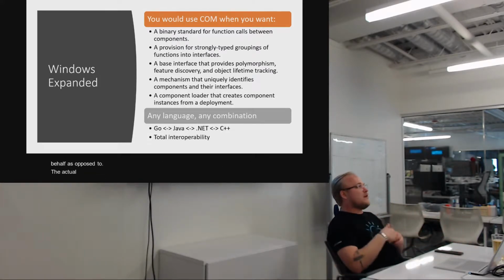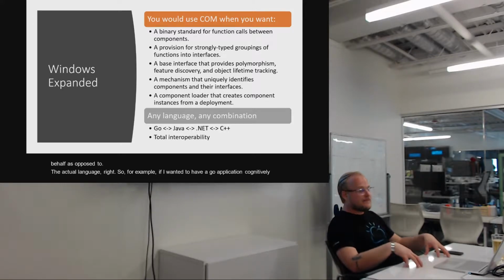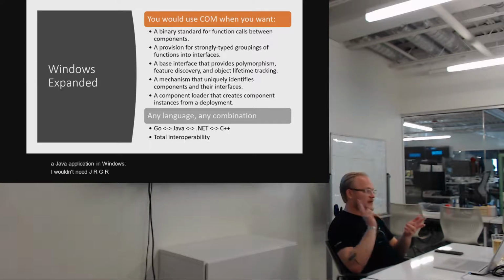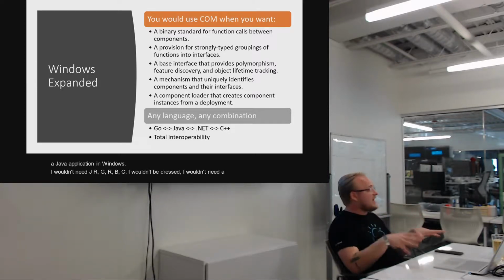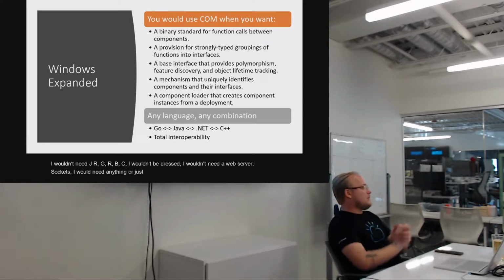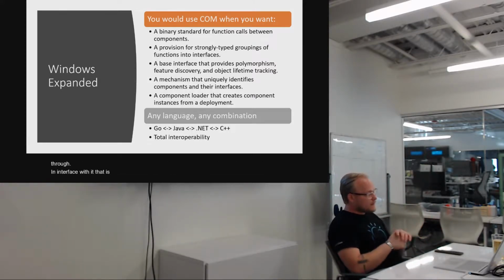So for example, if I wanted to have a Go application talk natively to a Java application on Windows, I wouldn't need gRPC, I wouldn't need REST, I wouldn't need a web server, sockets, I wouldn't need anything. I would just need a COM object definition and then a way to go through and interface with it. That is it. And it all happens local.